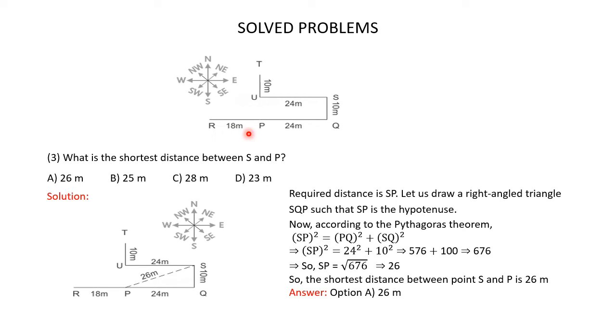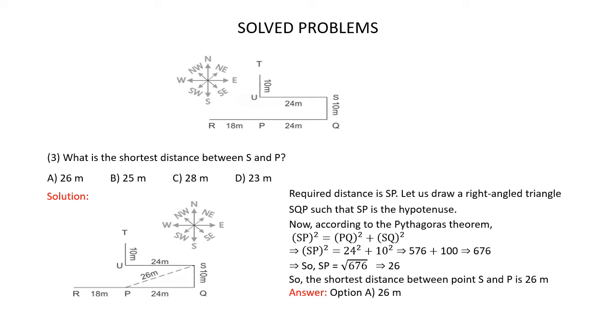So this is the diagram that we have based on the decoded information. Now based on this diagram, let's answer the given question. What is the shortest distance between S and P? You are given four options here and you have to find out which of these options is the correct one. So here you are asked to find the shortest distance between S and P. So you have S here and P here. So the required shortest distance is SP.